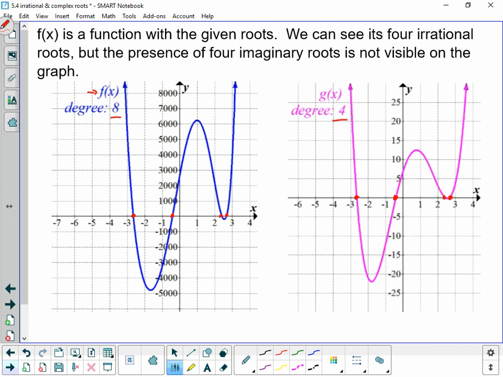Now you can see when you look at them that they have a similar shape, but if you'll notice the scale, this one has a minimum of almost negative 5,000, whereas this minimum is closer to negative 23. This one has a relative maximum above 6,000. This one's relative max is somewhere around 12 or 13. So those imaginary roots definitely affect the shape of the graph. They definitely affect what it looks like when you graph it. But as far as the roots that you can see on the x-axis, it does not change those.